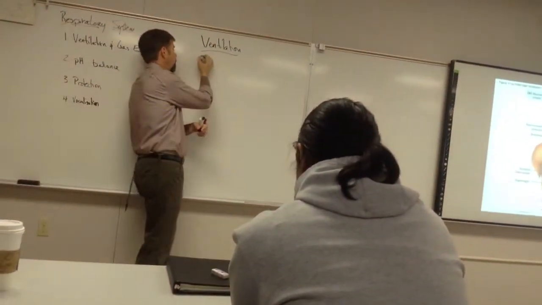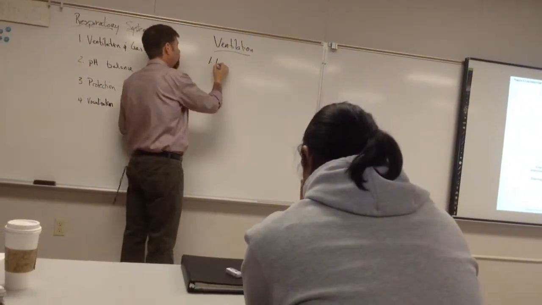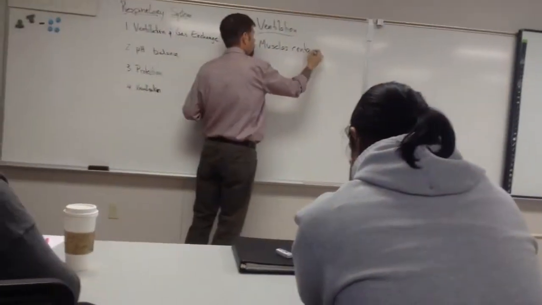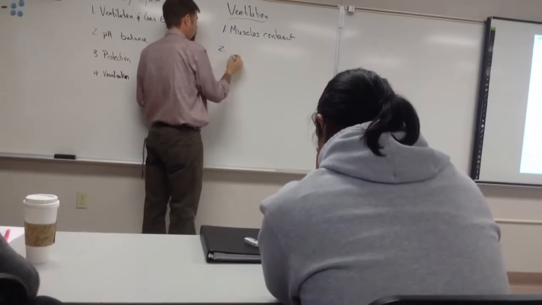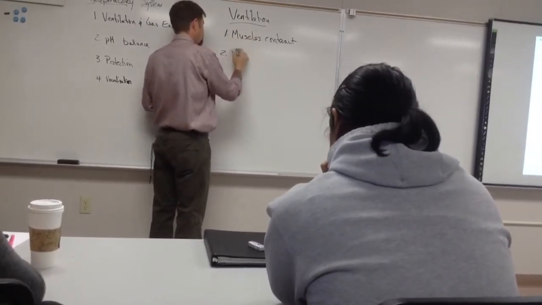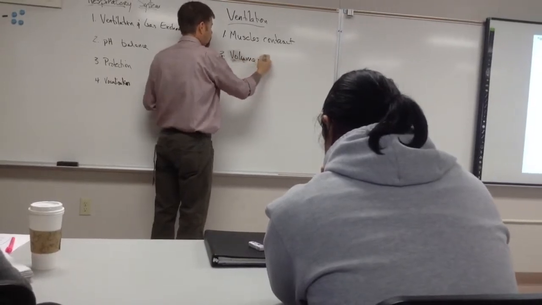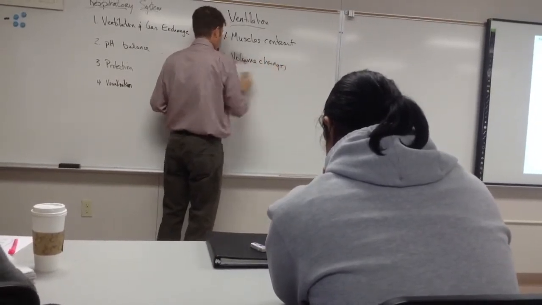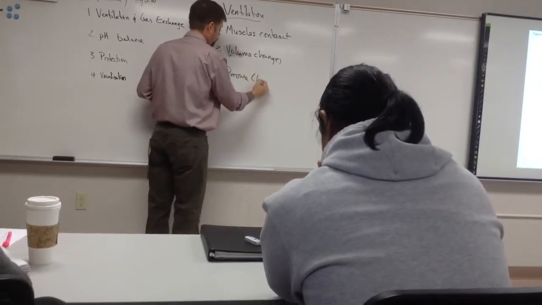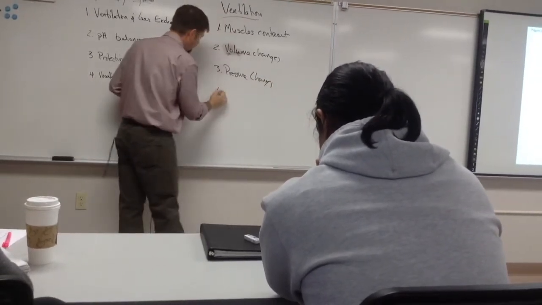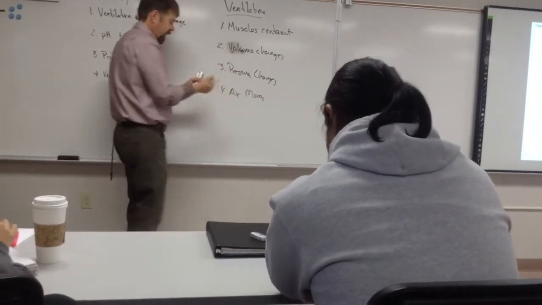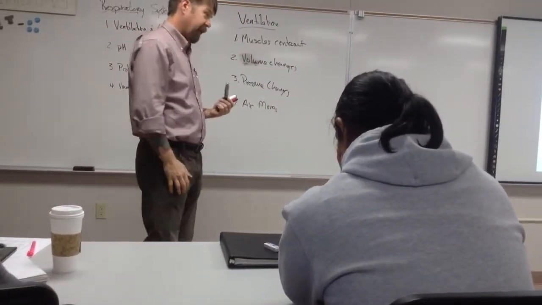So here's the order of events. Always, always, always. First thing that happens is that muscles contract. Then volume changes. And then pressure changes. And then the last thing that happens is air moves. Okay. So this is our order of events that happens during ventilation.